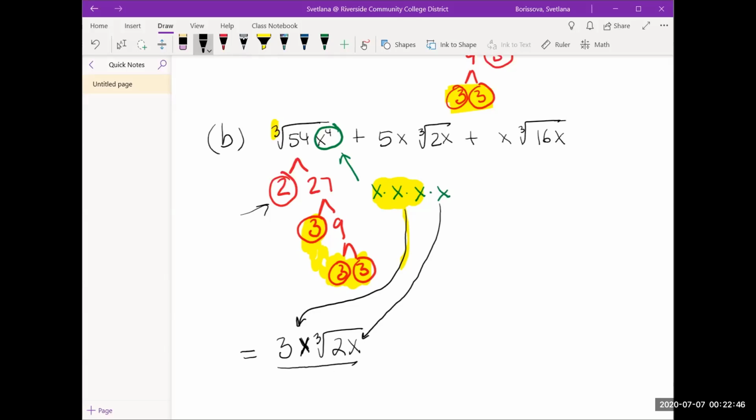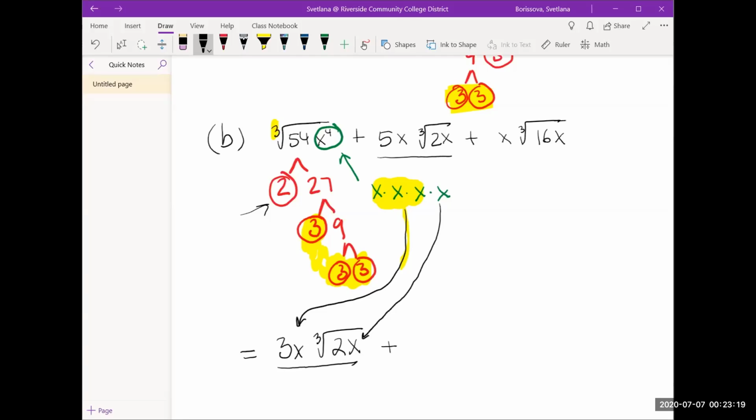3x cube root of 2x. The only thing, I want to move this 3x a little bit to the left because I don't want it to look like 3x cubed, like that. Okay, let me know if you have any questions about how I simplified this first term. If you have questions, just interrupt me. But if you don't, then we're going to move on to the next one.